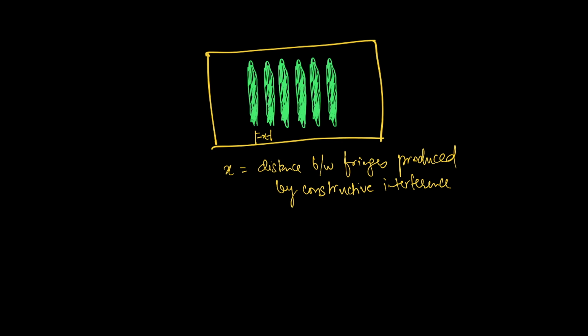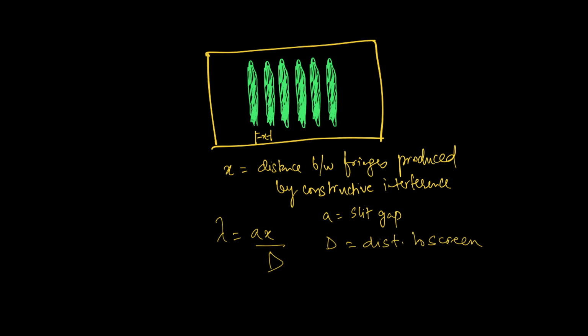So what we have found is that for constructive interference, the wavelength of the light can be given by A times X divided by D. X, remember, is the distance between the fringes, A is the gap between the two slits, and D is the distance to the screen.